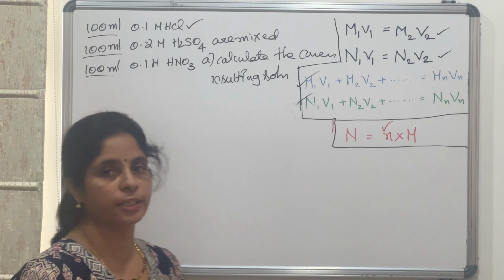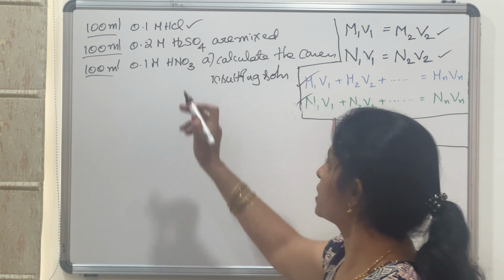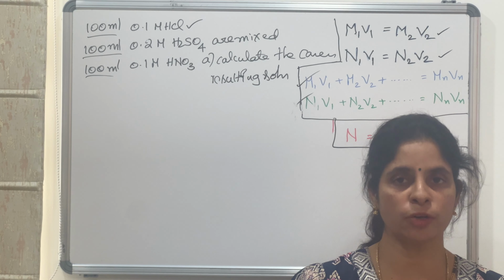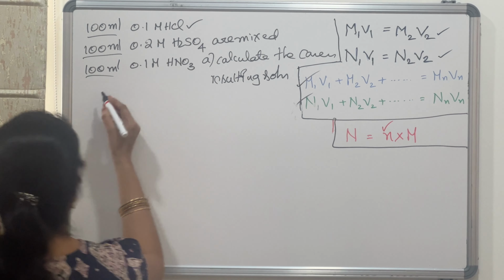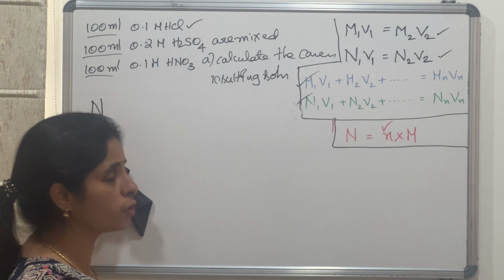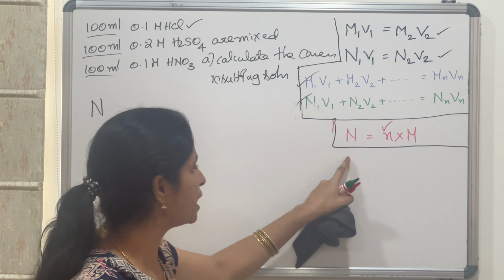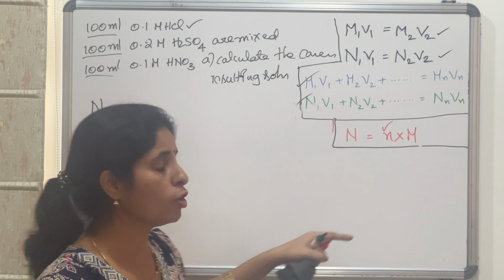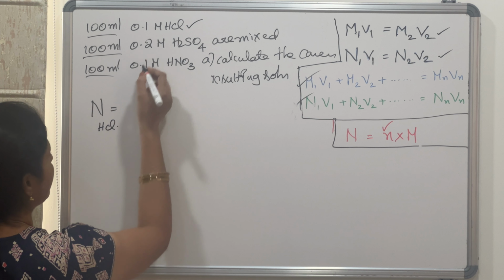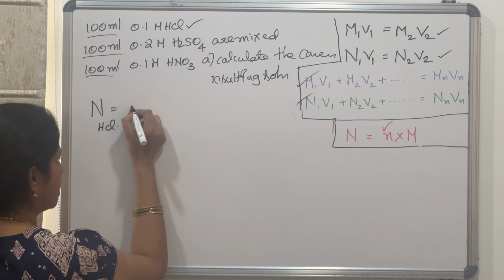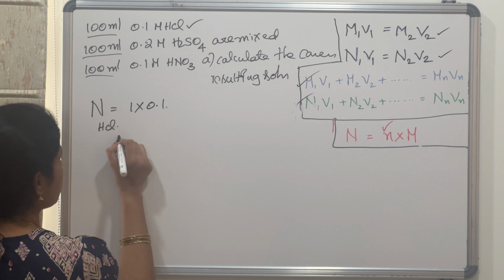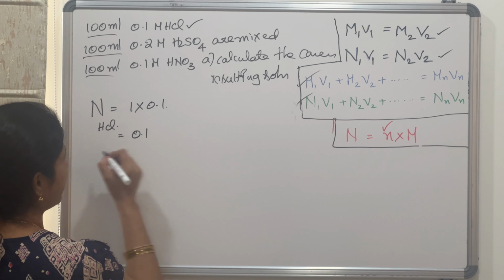Now here I told you, whenever you are given the concentrations in molarities, you try to convert them into normalities. So how to convert them into normalities? Normality is equal to n factor into molarity. So what is the n factor for HCl? N factor for HCl is 1. So here 1 into, what is the concentration? 0.1. So here it is 0.1 for HCl.